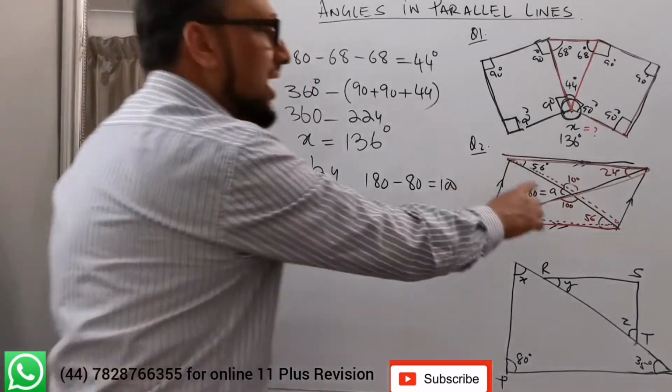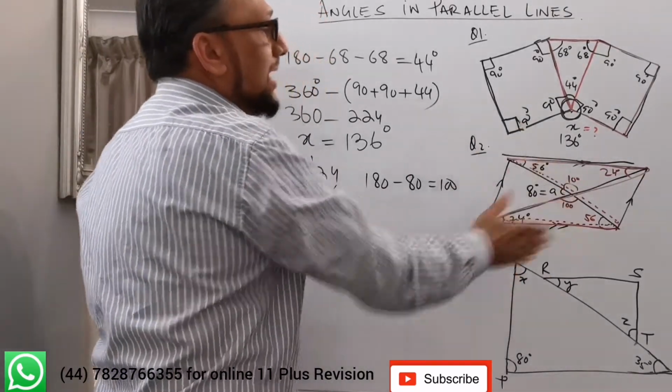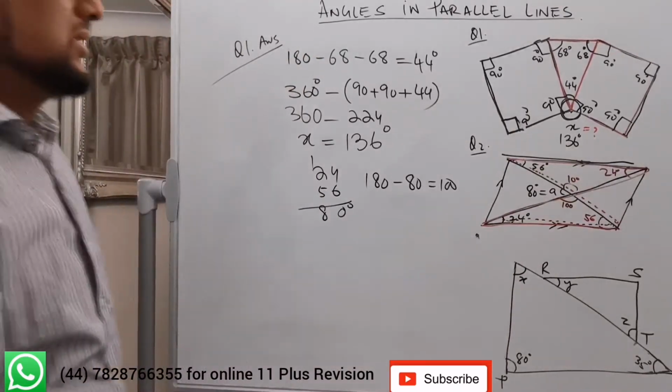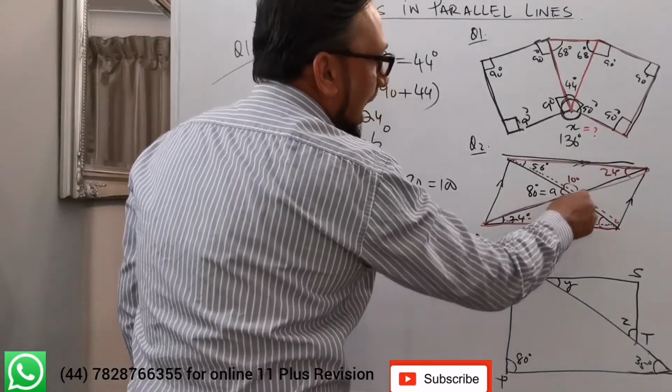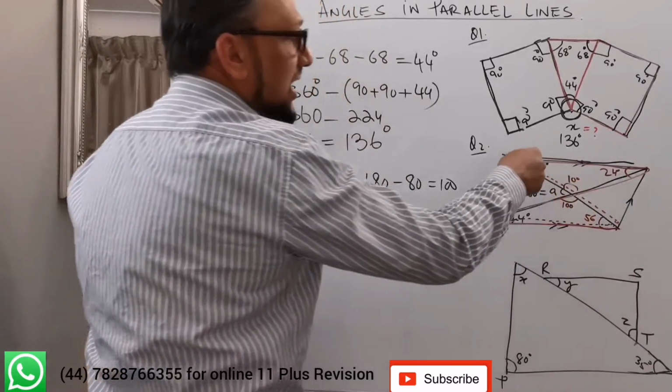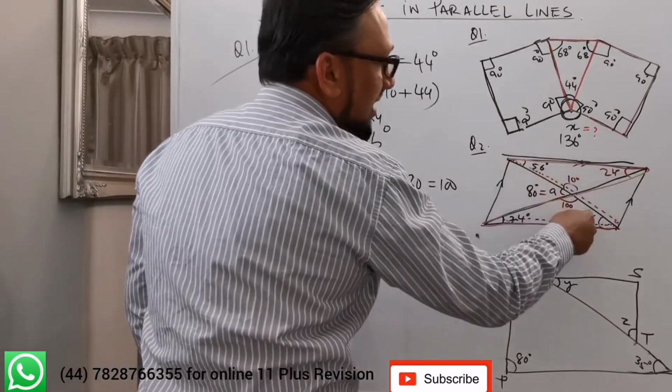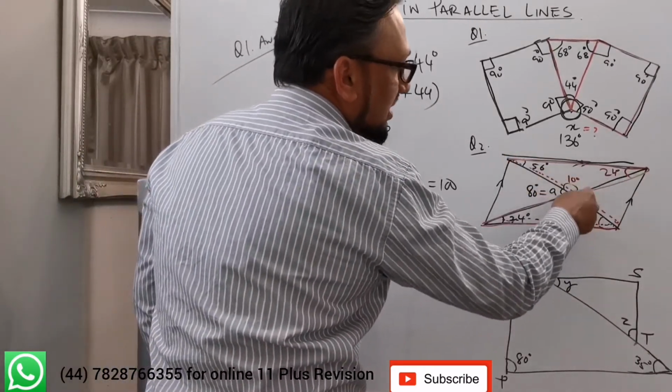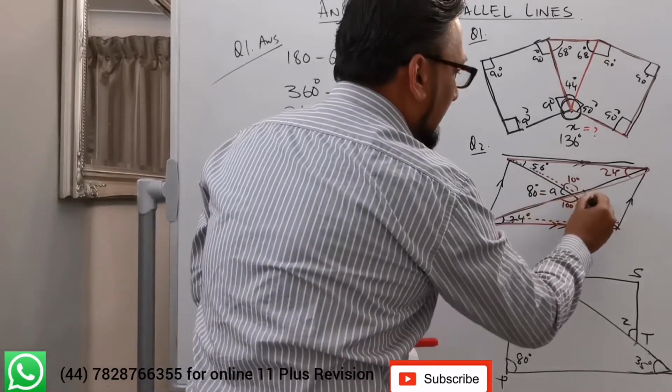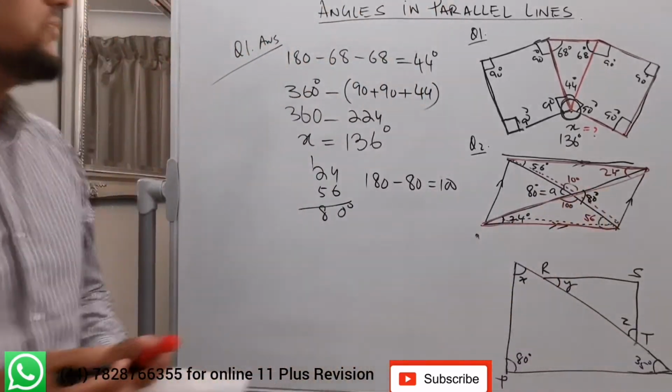So the missing angle A, how we work out by alternate angle. So we found this is 100 and this one going like a straight angle. So 100 plus 80 is 180, and 100 plus 80, this one is also 80. So this is the answer for the question number 2.